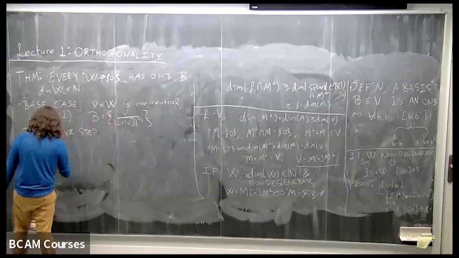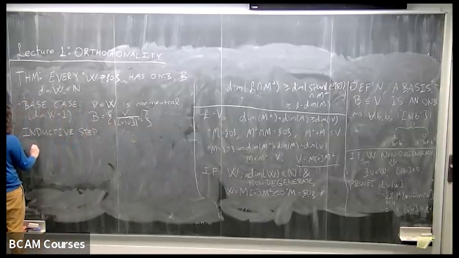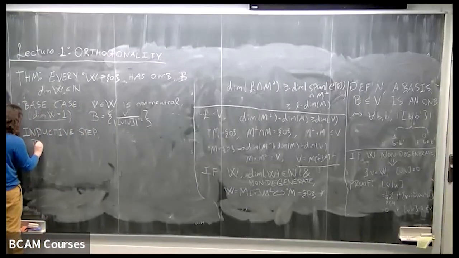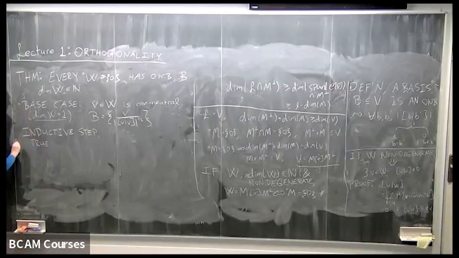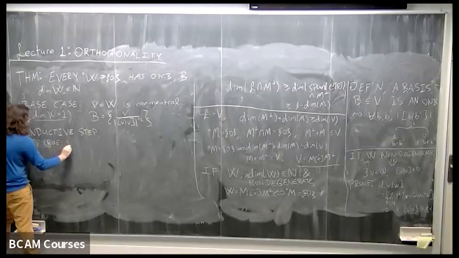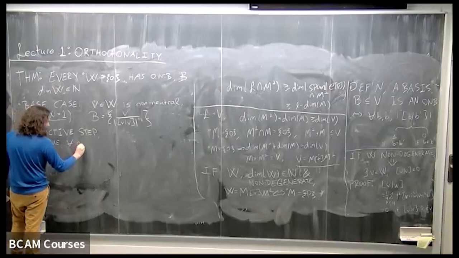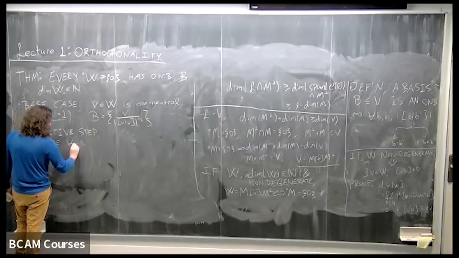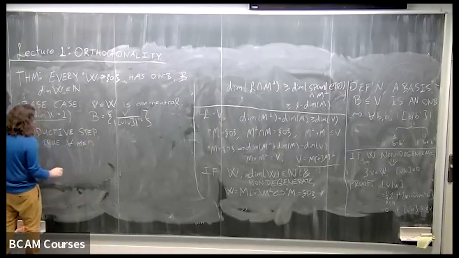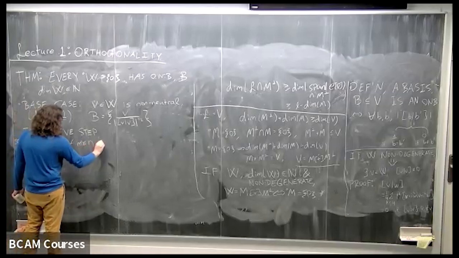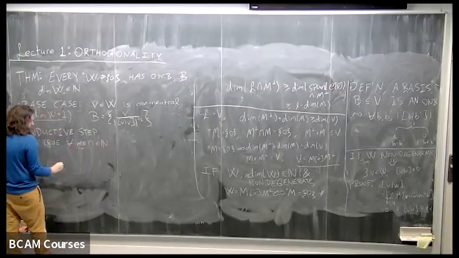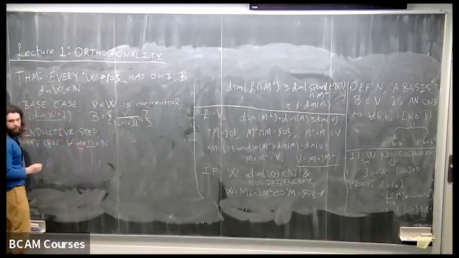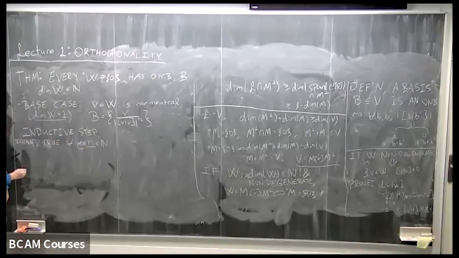So we're going to start with the statement being true at dim W equals 1. Or let's say the statement is true for all spaces with dimension m, which are less than n. And now we need to prove it for n.